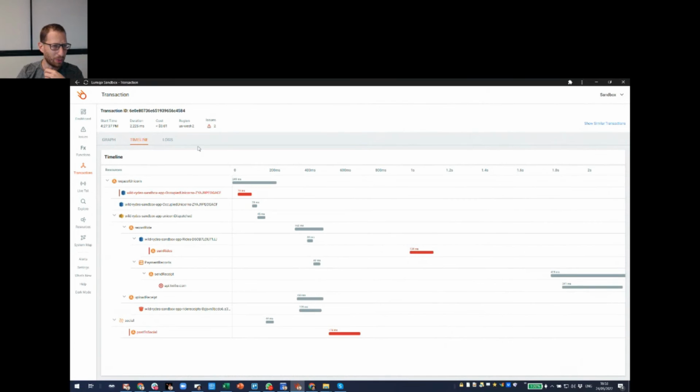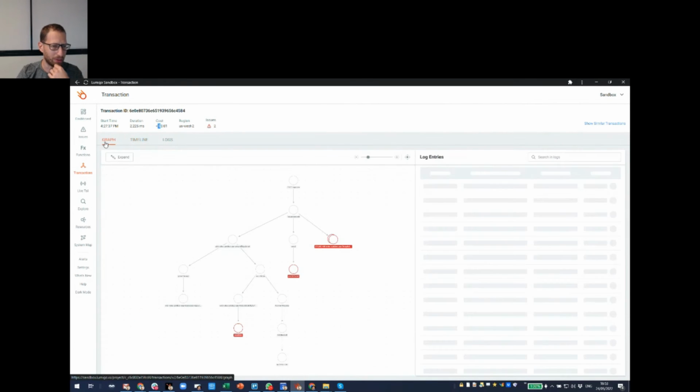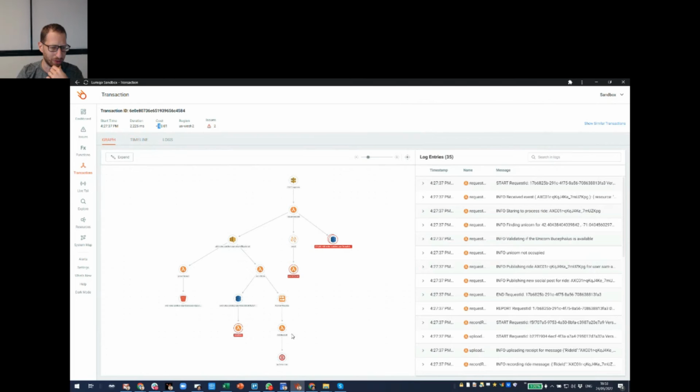I also mentioned, by the way, the cost. In this case, you see over here, Lumigo is able to calculate the cost of all the different services, as long as they're serverless services, and tell you how many cents this request costs.